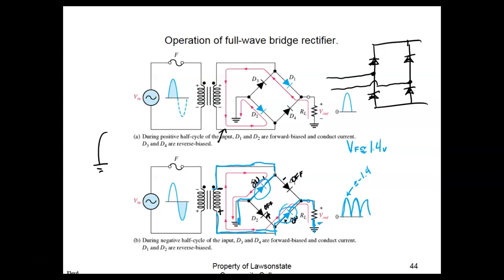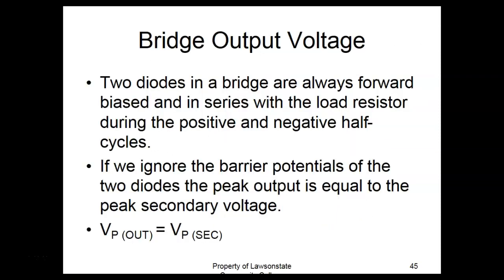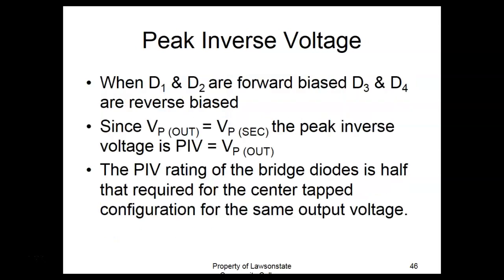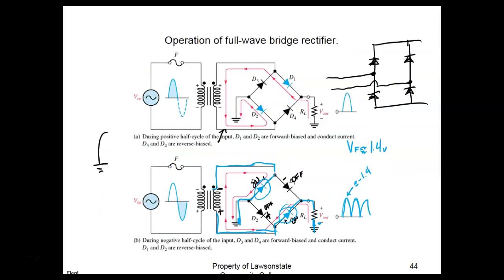So guys, let's see if we got some circuit. Bridge output: the 2 diodes in our bridge are always forward biased and in series with the load during the positive or the negative half cycle. If we ignore the barrier potential of the 2 diodes, the peak output is equal to the peak secondary voltage. When D1 and D2 are forward biased, D3 and D4 are reverse biased. And going back to this thing right here where they're giving them numbers, by the way, this is a standard designator for diodes in a circuit.